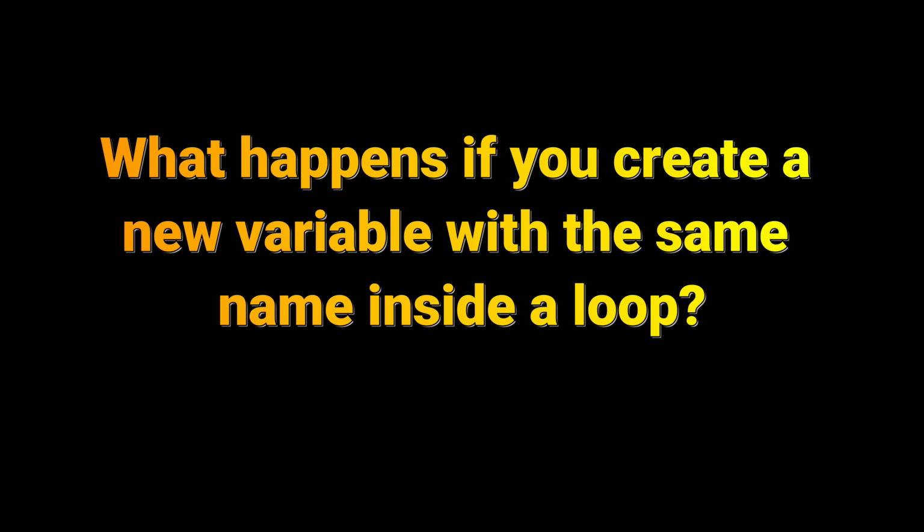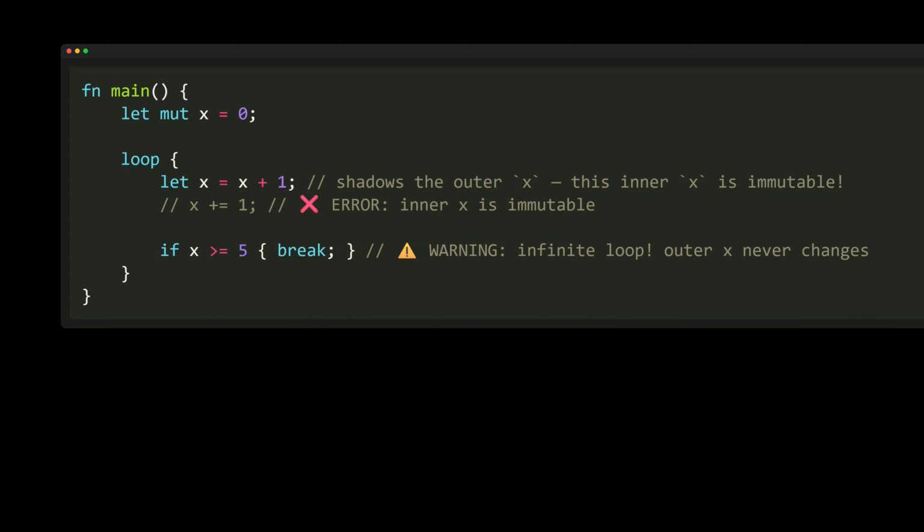Question: what happens if you create a new variable with the same name inside a loop? When you use the same variable name inside a loop, you create a new variable that hides the old one.